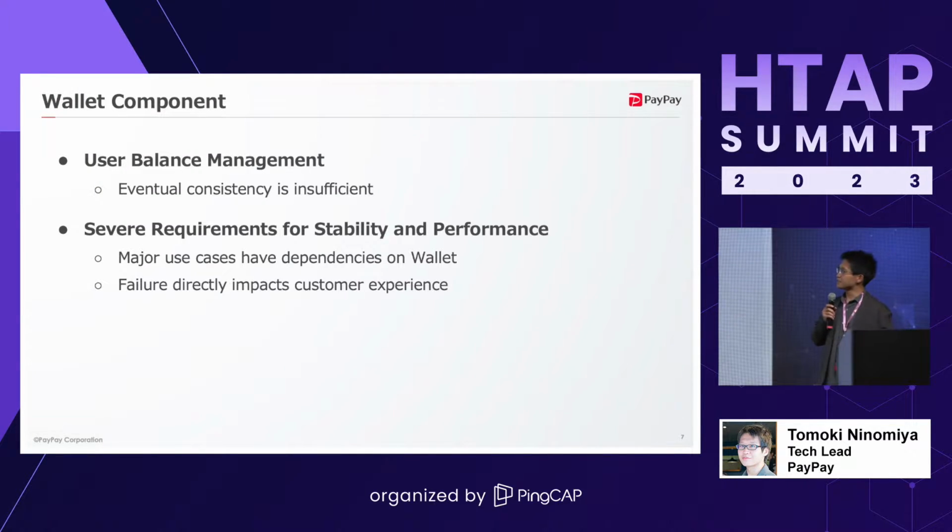So wallet is responsible for user balance management. Due to its requirement, eventual consistency is insufficient. We need to guarantee consistency. And we have severe requirements for stability and performance for wallet, because the major use cases have dependencies on wallet. This means our failure directly impacts customer experience, all of the customer experience.